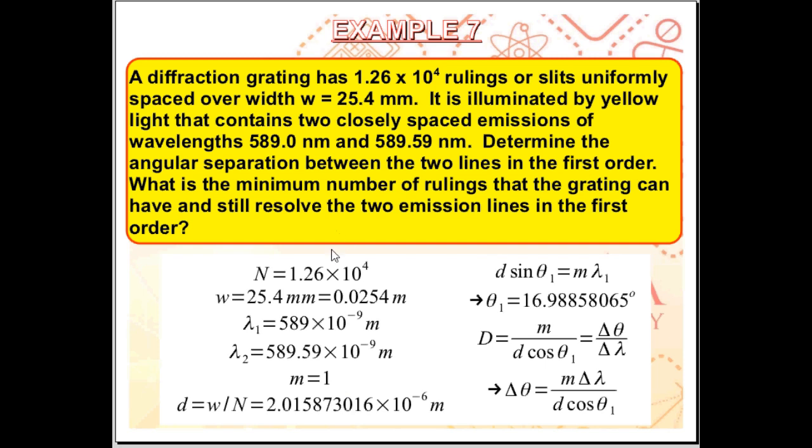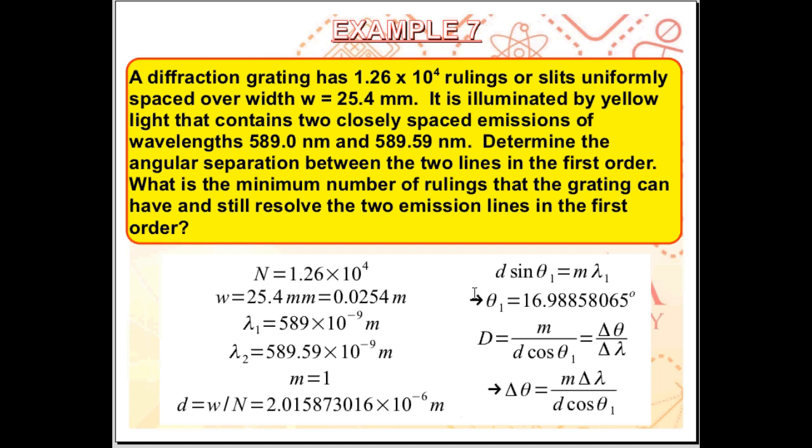We can get the slit-to-slit distance for our diffraction grating by dividing the total width of the grating by the number of slits. So W divided by N, we have the slit-to-slit distance d, 2.015873016 times 10 to the negative 6 meters.